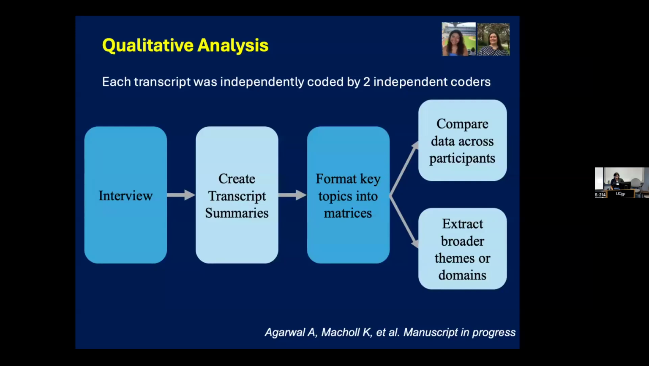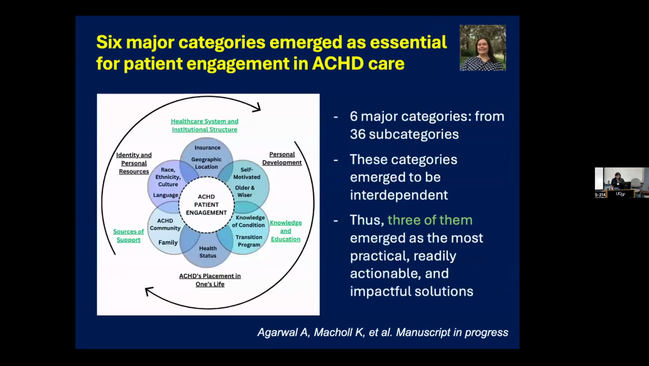We developed transcript summaries of each interview, and for these 54 interviews, this resulted in over 600 pages of transcripts. I was fortunate to have an amazing team of student volunteers who, along with Karina and Caitlin, coded these transcripts to identify key topics and formatted them into a matrix. They then compared the data across participants and extracted broader themes or domains. So what did we find?